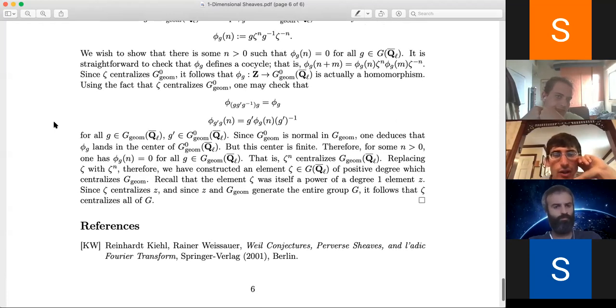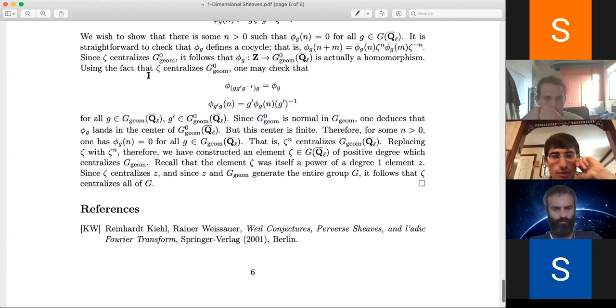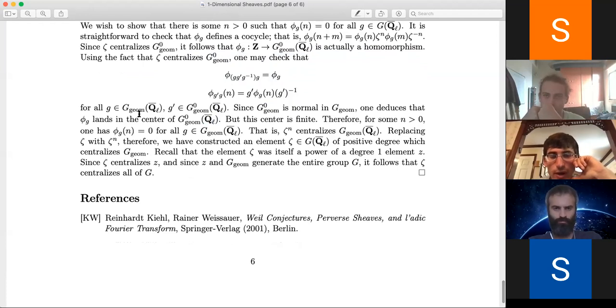Okay. So now we have these two identities, which you just check. Since zeta centralizes the identity component of the geometric monodromy, you have these identities for all G in the geometric monodromy and G prime in the identity component of the geometric monodromy. Okay? So what does this say?